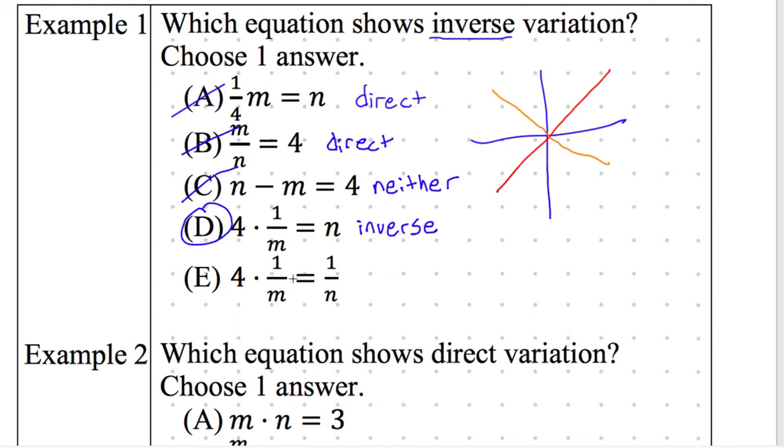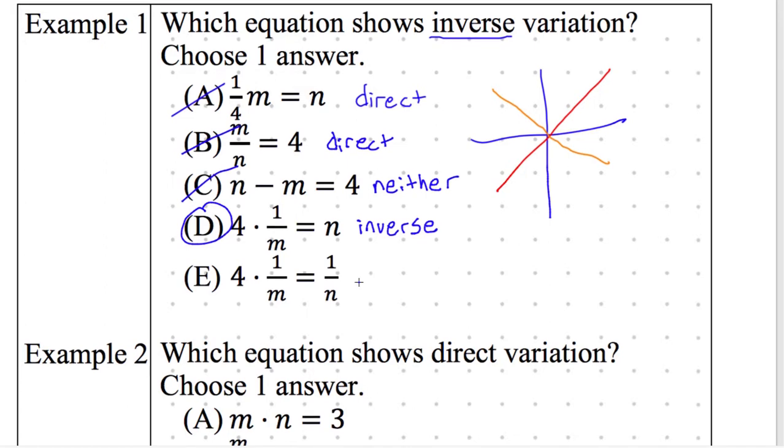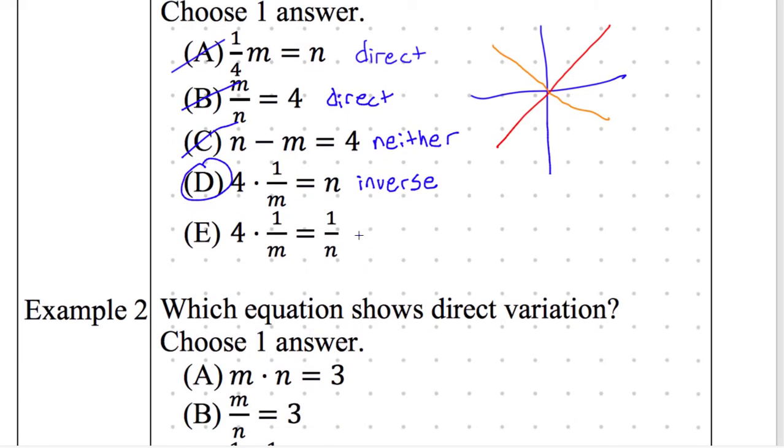What about E? What is E? Is it neither? Is it both? It is not both. It is physically impossible for it to be both. E is direct. So it's not E.